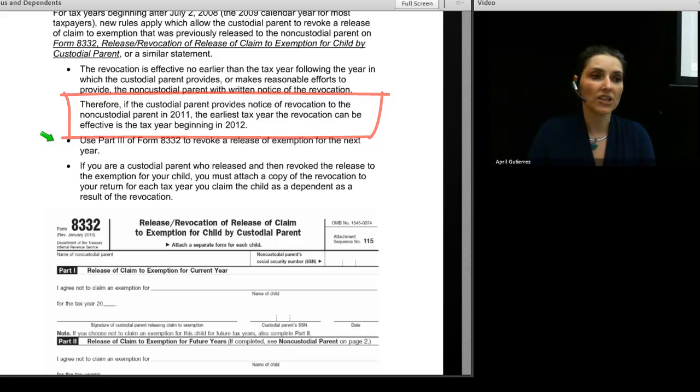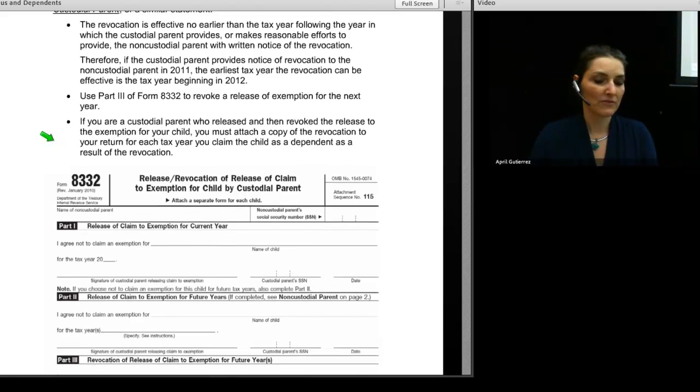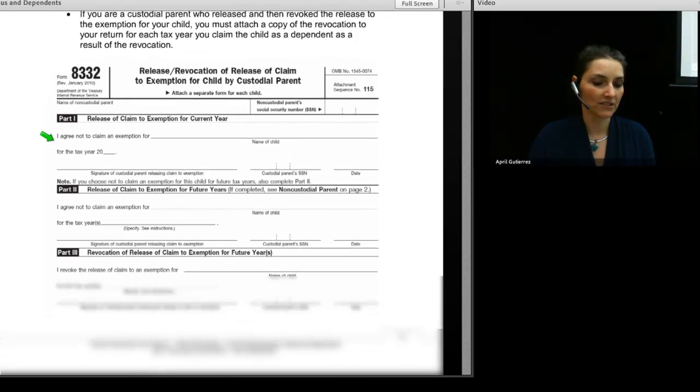So you can't change your mind during the tax season. Oh, I gave away the exemption, but I'm mad at him. I'm going to claim him anyway. You can't file the revocation at that point. You have to plan ahead. So if I don't want the other parent of my child to claim my child for 2012, I need to revoke it in 2011. And if I revoke it in 2012, it won't take effect till 2013.